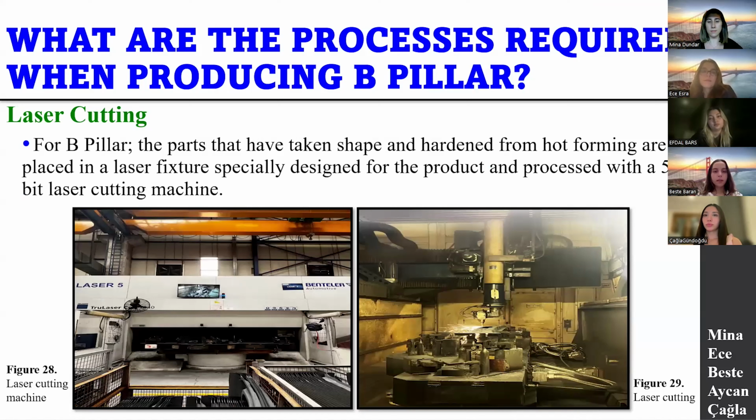Now laser cutting, which is a process used to cut hard materials like sheet metal with desired properties. After being formed and hardened through hot forming, the components are placed in a product-specific laser fixture and processed with a 5-axis laser cutting machine to achieve the desired dimensions through perimeter cutting and hole drilling.